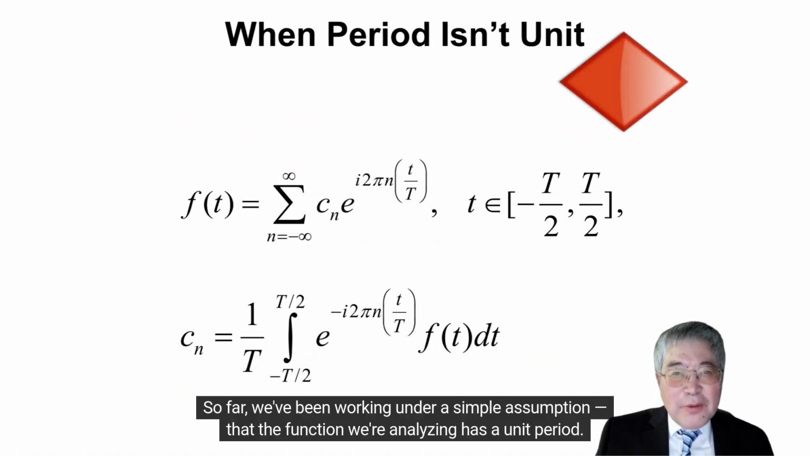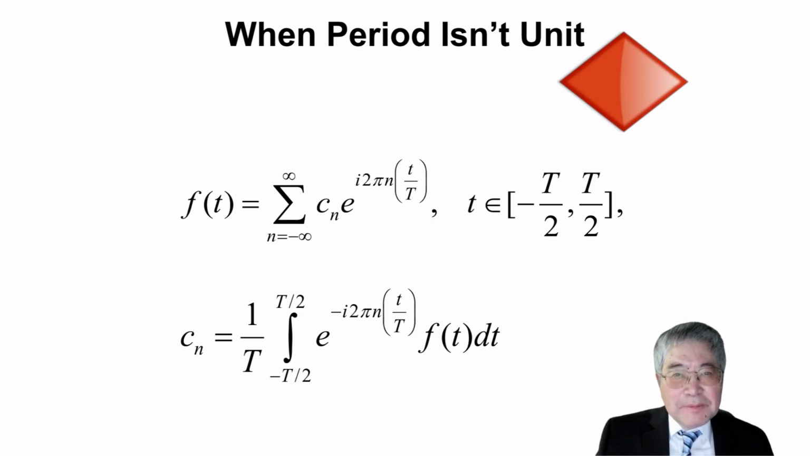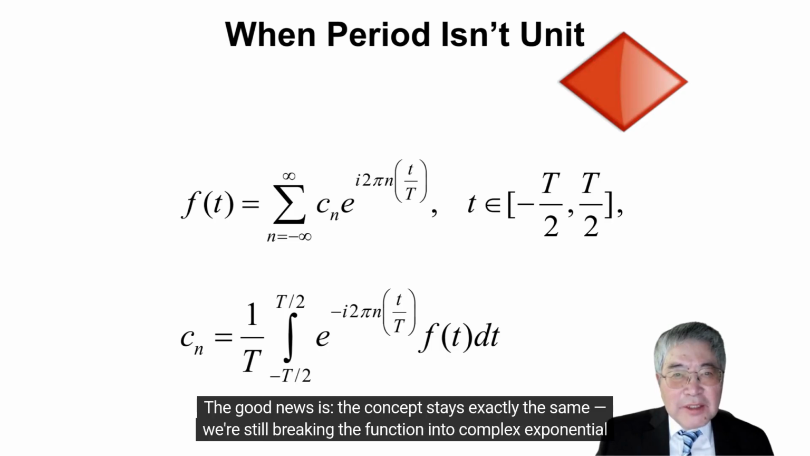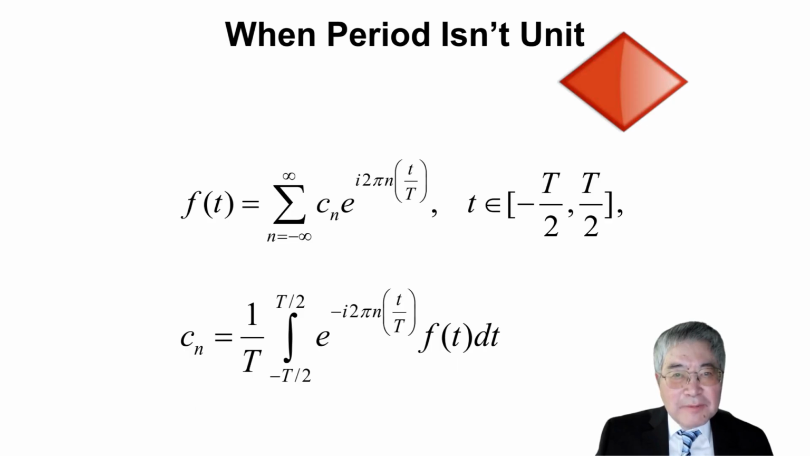So far, we've been working under a simple assumption that the function we're analyzing has a unit period. That means the function repeats every 1 unit of time, say from 0 to 1. But what if the period is something else, like 5 or 100? That's what we're covering here. This slide shows how to handle a function with an arbitrary period, which we'll call capital T. The good news is, the concept stays exactly the same. We're still breaking the function into complex exponential components, but we just adjust the formulas a bit.